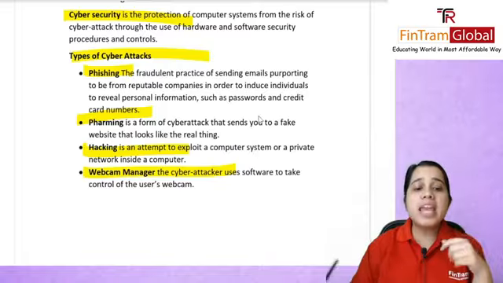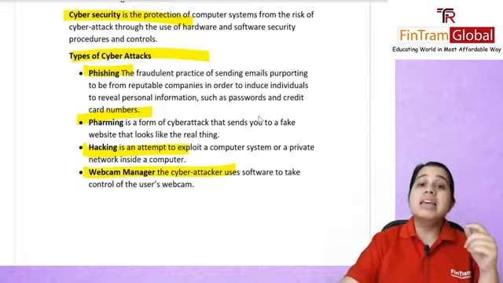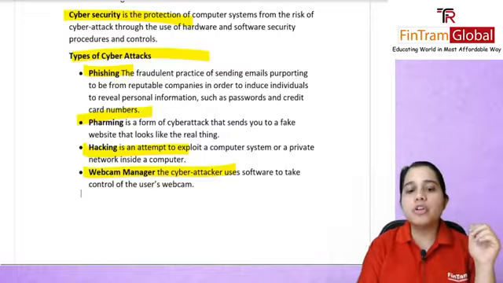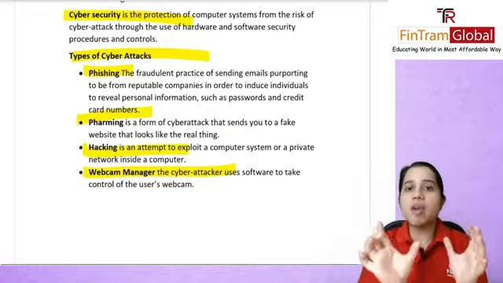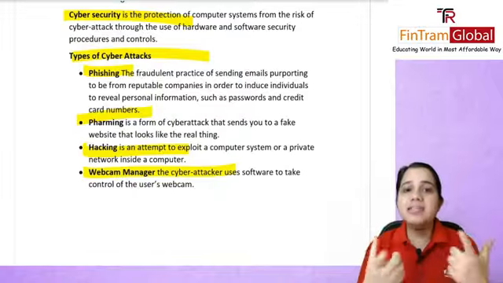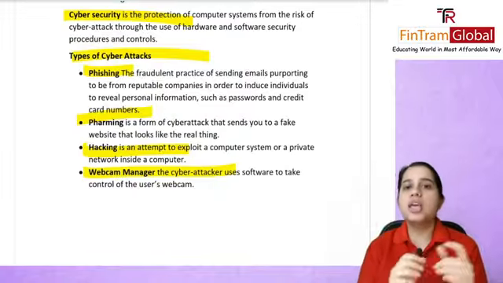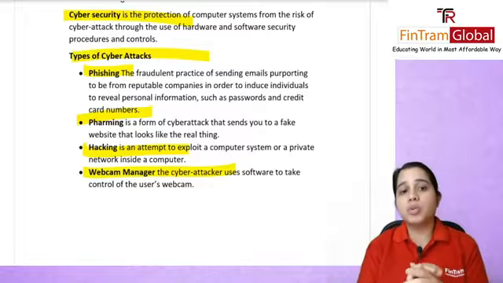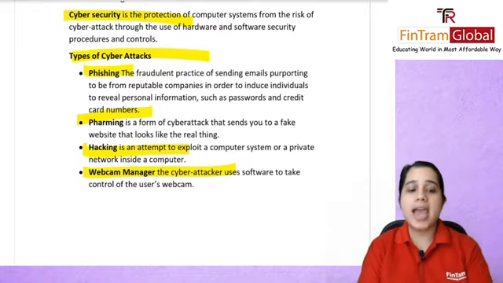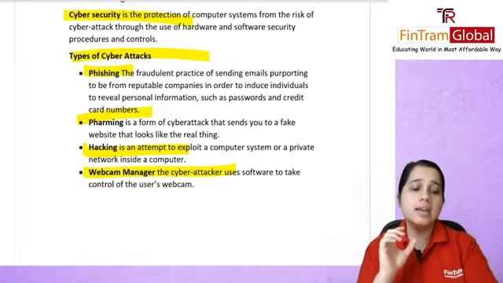We have our webcam manager. What happens here? Here, your cyber attacker will use web software, any software, to take control of the user's webcam. You have webcams either on your laptops or an external webcam. The person can hack that and then control it. So with this, we have covered this part, your internal security and audit.